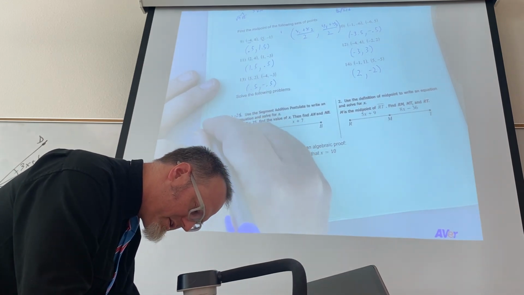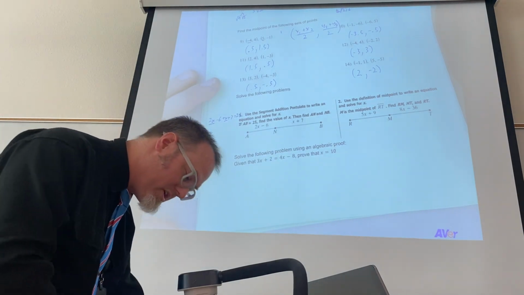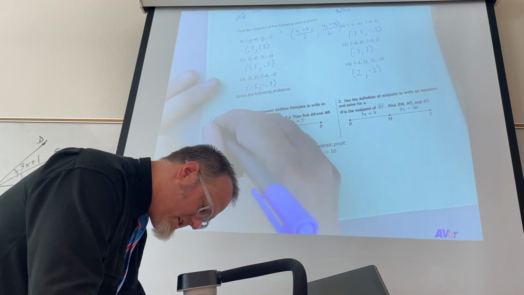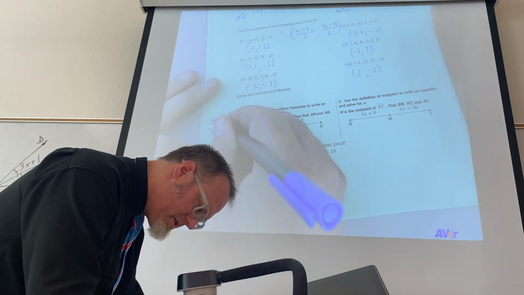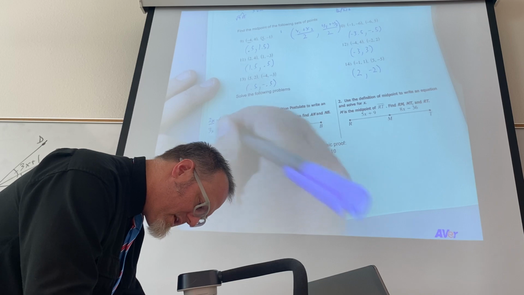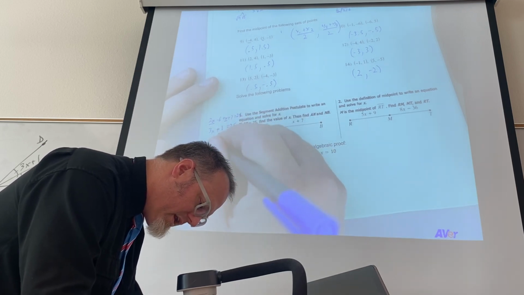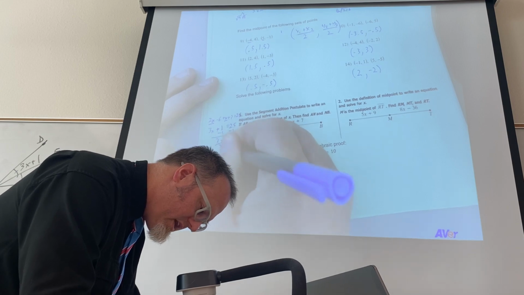Okay, I combine my like terms. They're on the same side of the equal sign. 2x plus x gives me 3x. 7 minus 6 is a positive 1, so 3x plus 1 equals 25. I subtract 1, so 3x is equal to 24. I divide by 3, and I get x is equal to 8.